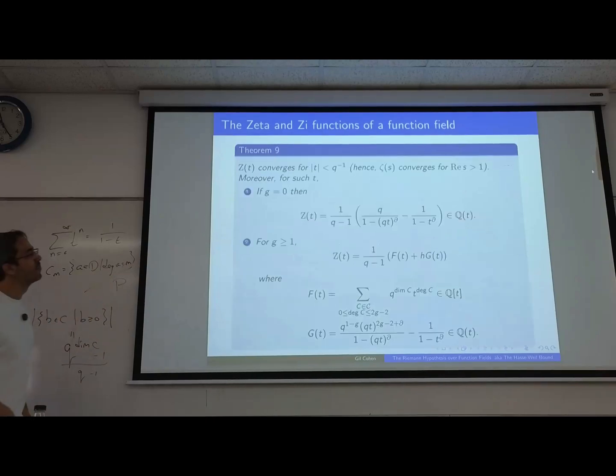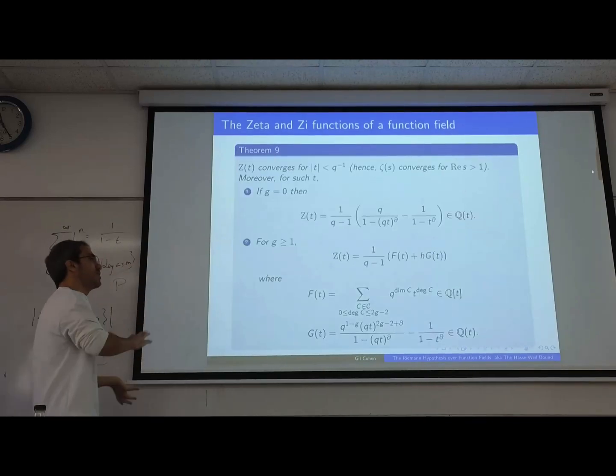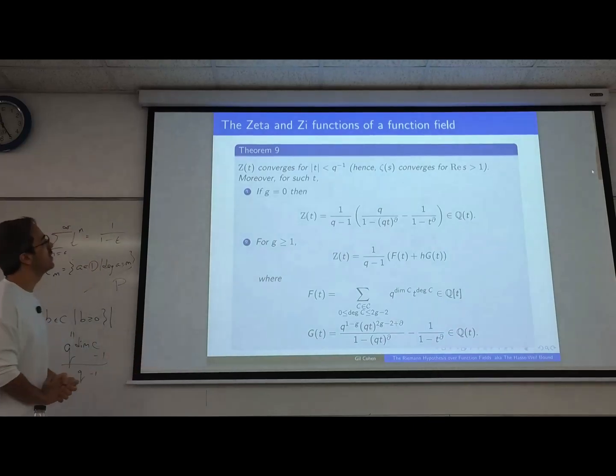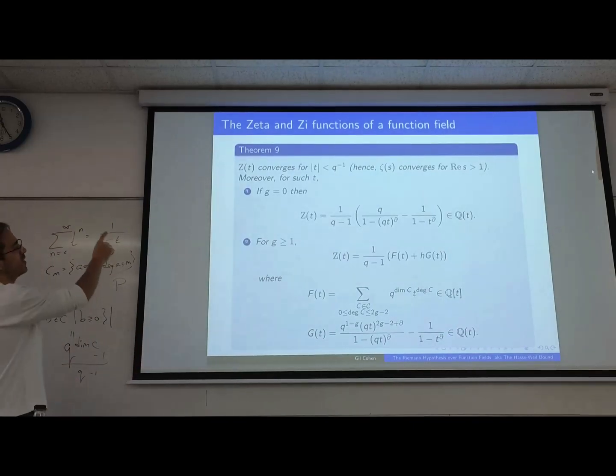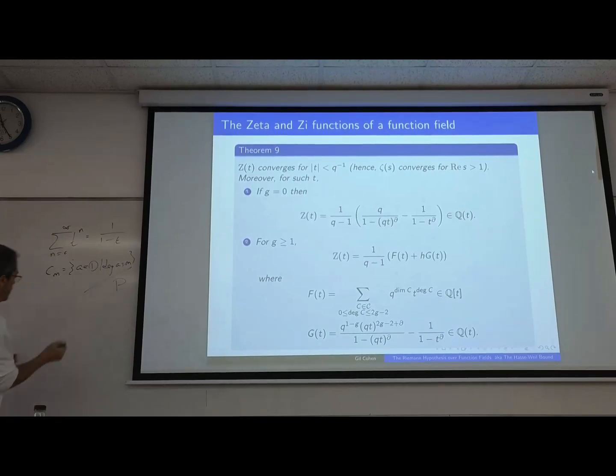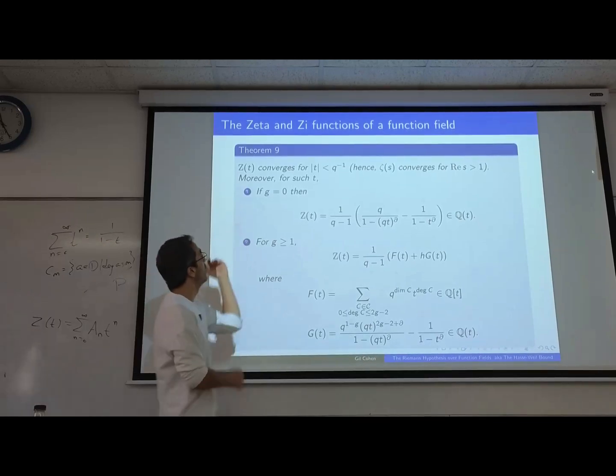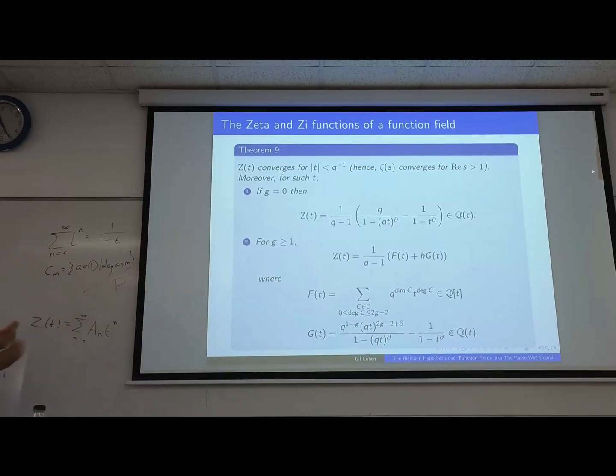And what is the compact way? It turns out it depends if you look at genus 0 and genus non-zero. So this is the theorem. The theorem is that the zeta function, just the generating function for the a_n's, where the a_n's are how many divisors you have of every degree, which are non-negative. So the zeta function is defined. Again, I want to talk about it as a complex valued function. It converges when t is smaller than 1 over q.